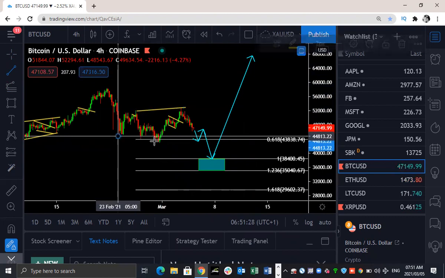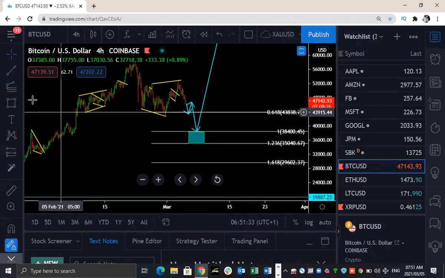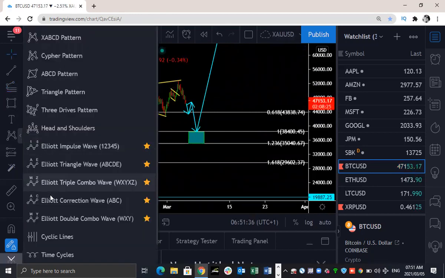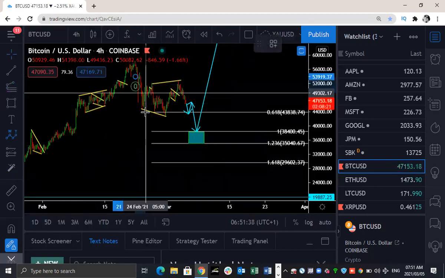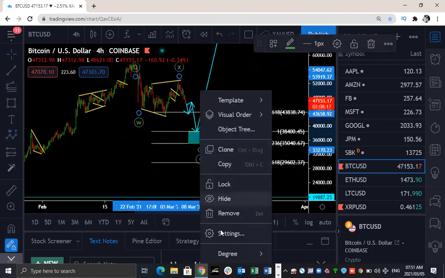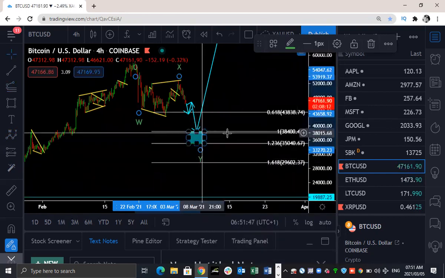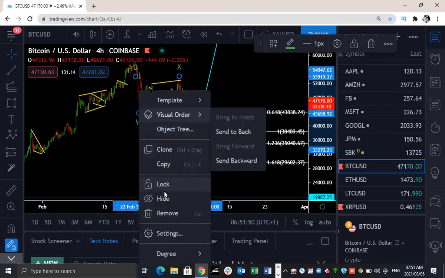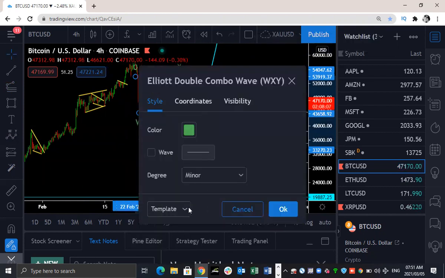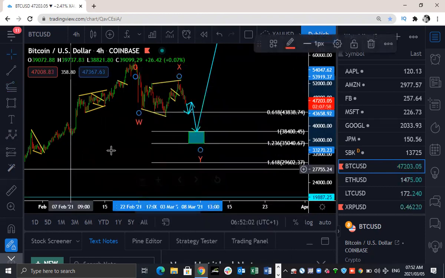Expanding flat in the middle. I'm just going to put this in the minor degree for now, just so we can see the structure. It will be a WXY structure in the minor degree. Let's put it in the minor degree. Minor, and I want it to be the red color. There we go. All good.